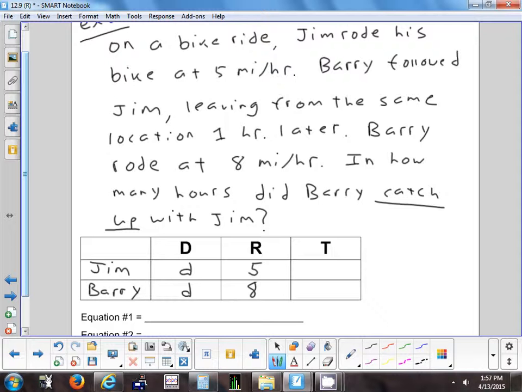What Mr. Hager is putting in there for time is what he's taking from the problem and how you represent it algebraically. So how would we represent Jim's time? We don't know how long he's been traveling, so we could put J. T. Now, we know Barry left an hour after Jim. So he's been traveling the same amount of time minus 1 hour. Okay? That's the whole key right there. Any questions on that?